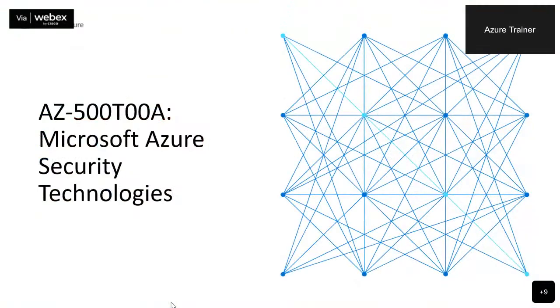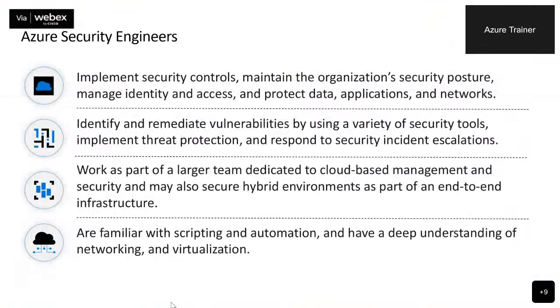Coming to the AZ500 session, all of us may already be aware that security is one of the key verticals we are all looking at. If you take any organization, the security engineer is responsible for implementing security controls, for implementing various security tools, and for identity management and protection of data and applications. That is how the security engineer's role has been planned.